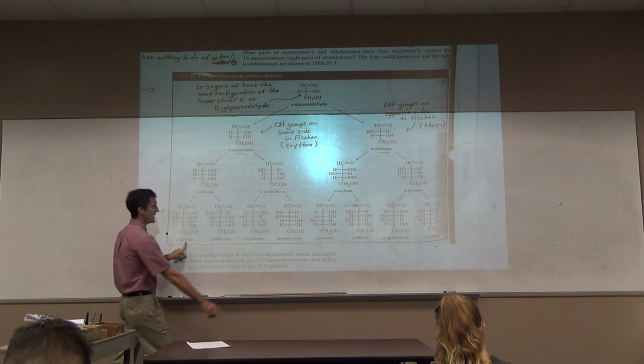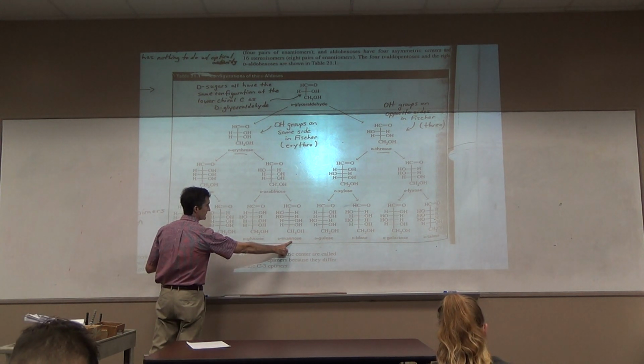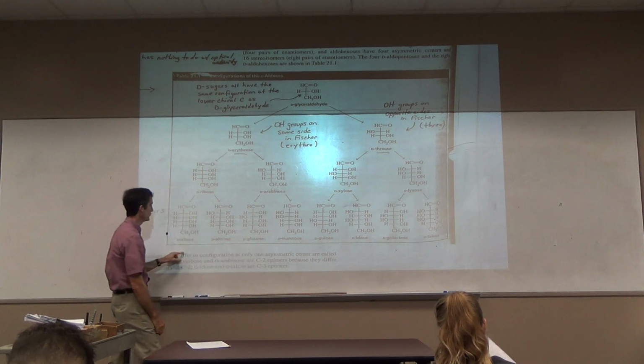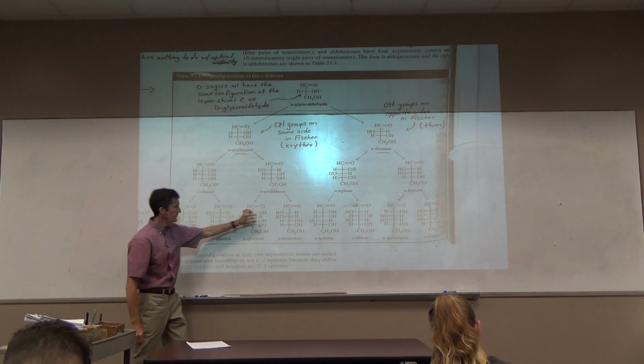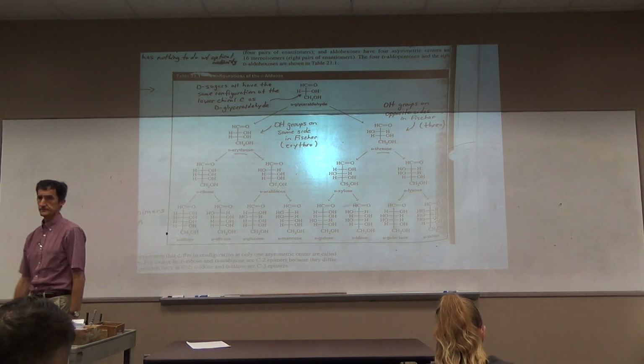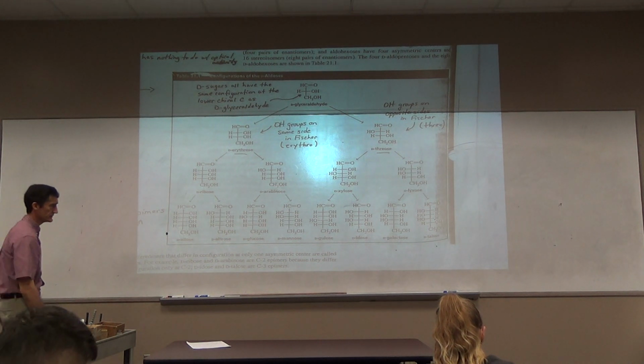How about allose and mannose? Are they epimers? No, 2 chiral carbons have changed. The first 2 have changed. That's more than 1. So they would not be epimers.